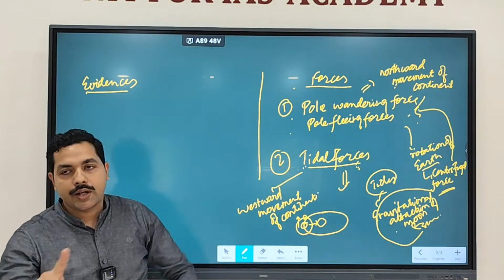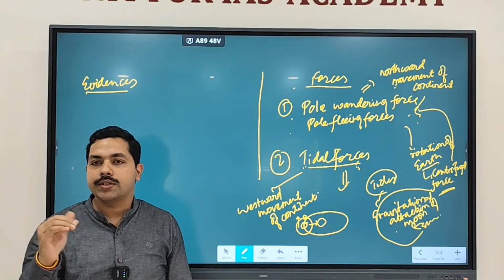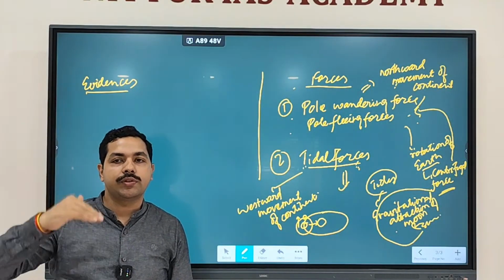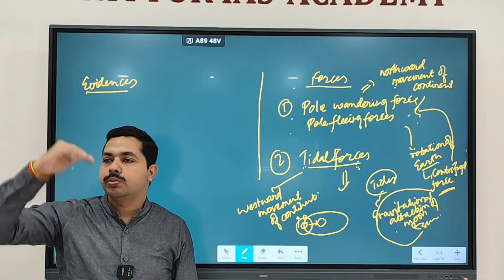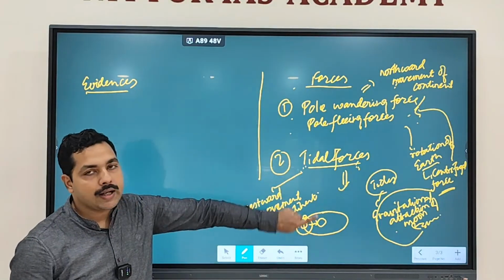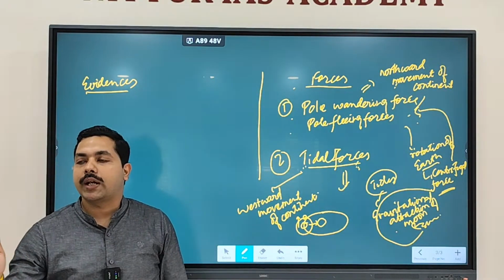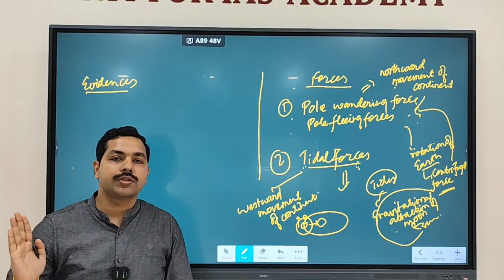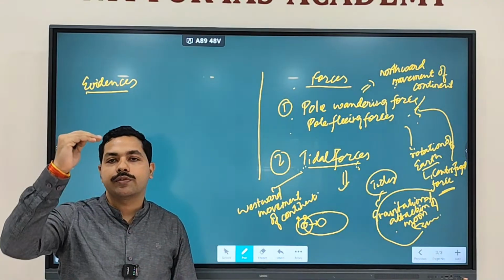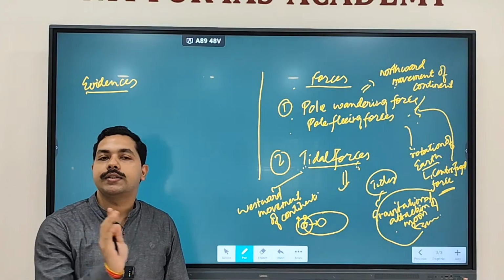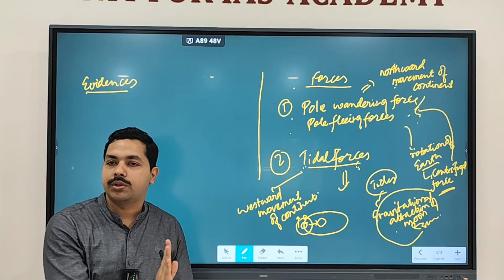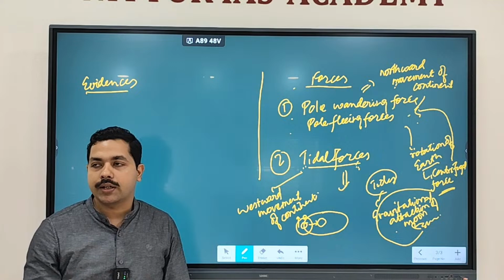Pole-fleeing forces, why is it generated? Because of the rotation of the Earth. Centrifugal forces, which are responsible for what? Northward movement of the continent. And the second is the tidal forces. These tidal forces are acting because of what? Because of the attraction of the moon and the sun, and as a result this is responsible for westward movement of the continent. Clear? Any doubt regarding this one?